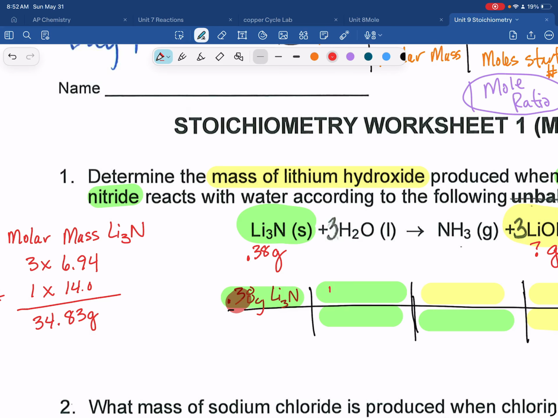So we're going to put our molar mass on top. So 1 mole of Li3N, and our molar mass is 34.83 grams. We just figured that out right over here.